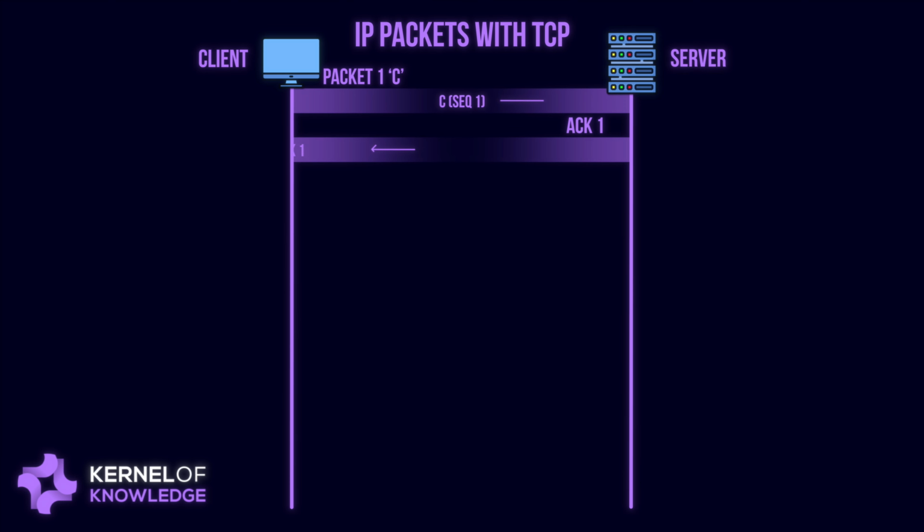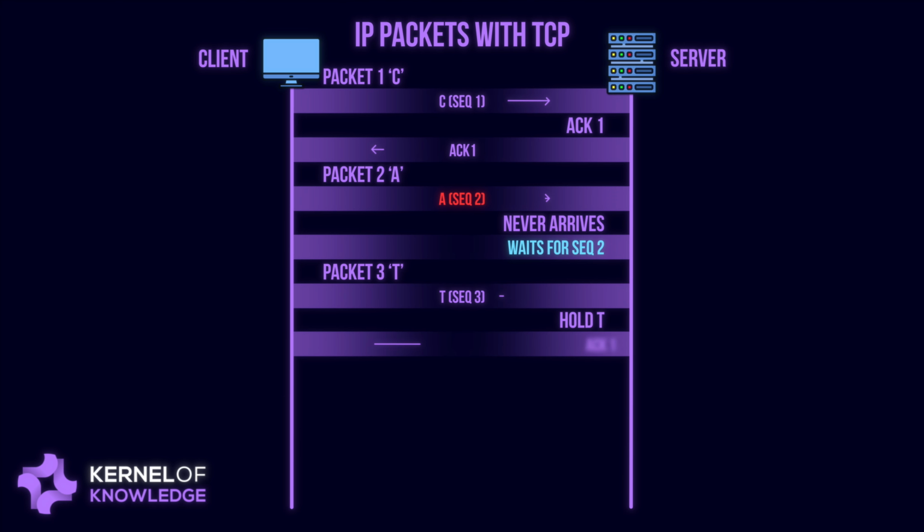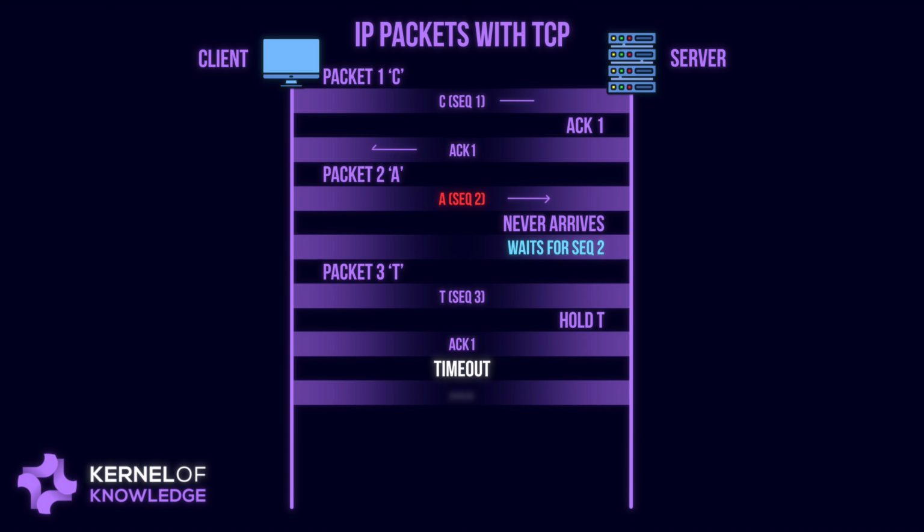Packet 2, the letter A, gets sent from the client to the server, but the server never receives it for some reason. And because the packets are ordered, the server knows that it should be receiving packet number 2, second in the sequence. Packet 3, letter T, then gets sent from the client to server. And because the server is still expecting to receive sequence number 2, it's going to hold packet 3. And it will acknowledge that it's got packet 1, and it's at the first of the sequence. It's then going to time out at this point, and the server is still waiting for packet 2.